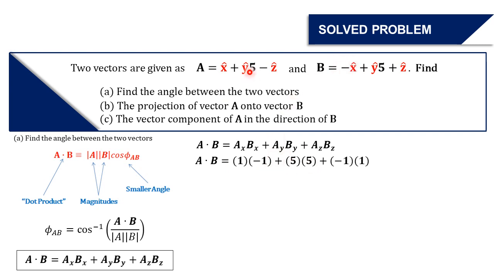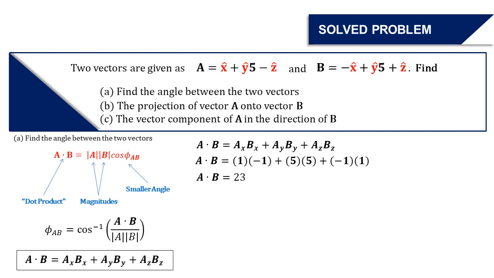plus sa y ulit, 5 positive. Sa B naman, positive 5 din. Then sa Z, negative 1. Ito yan. Then sa Z naman ng B, positive 1. So, i-multiply lang natin yan and then isa-sum natin. So, makukuha nating dot product is 23. So, dot product pala nitong dalawang vectors na to is 23.